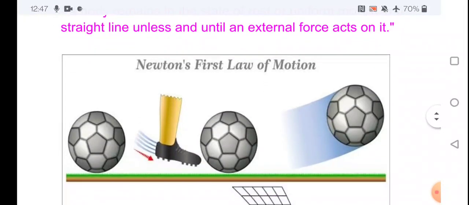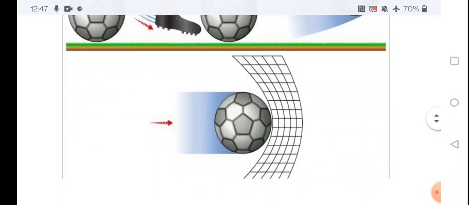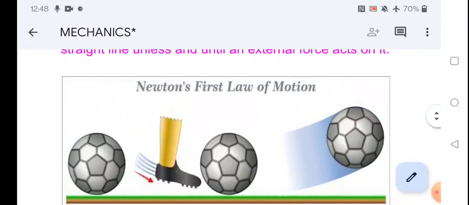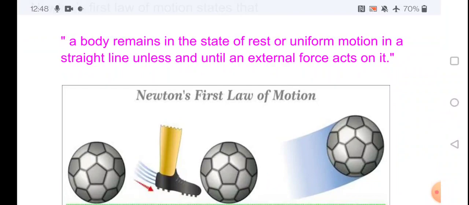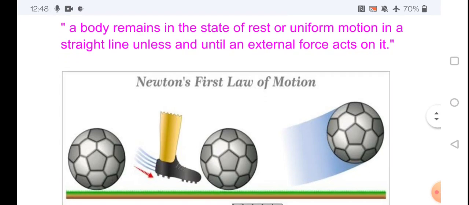See the picture. In the first picture, the ball is at rest. Next, in the second picture, we are applying some force on the ball. In the third picture, the ball is moving. And in the last picture, a goal is scored. That is, in the first picture, the body is at rest. A body remains in the state of rest or uniform motion in a straight line unless and until an external force acts on it. So, when we apply the force on the ball, it starts moving.